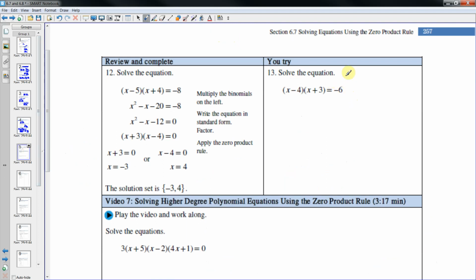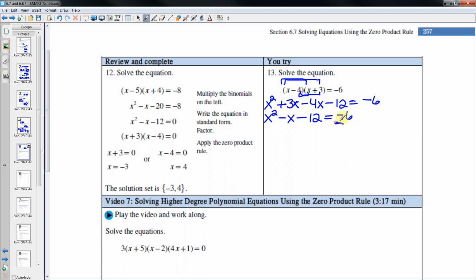This one, again, it's not set equal to 0, and I can't just bring the 6 over because I've got parentheses factors over here on the left side. So I need to FOIL this out. X times x is x squared. Outer times outer is a plus 3x. Inner times inner is a minus 4x. Last times last is a minus 12 equals my negative 6. So I've got x squared minus x minus 12 equals negative 6.